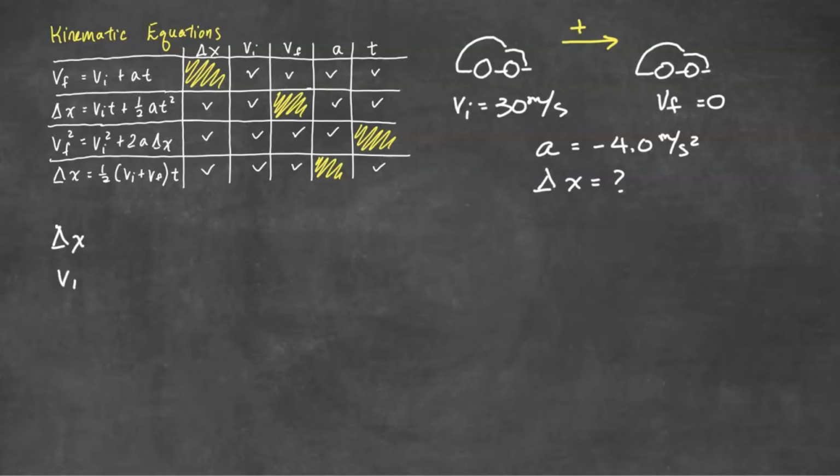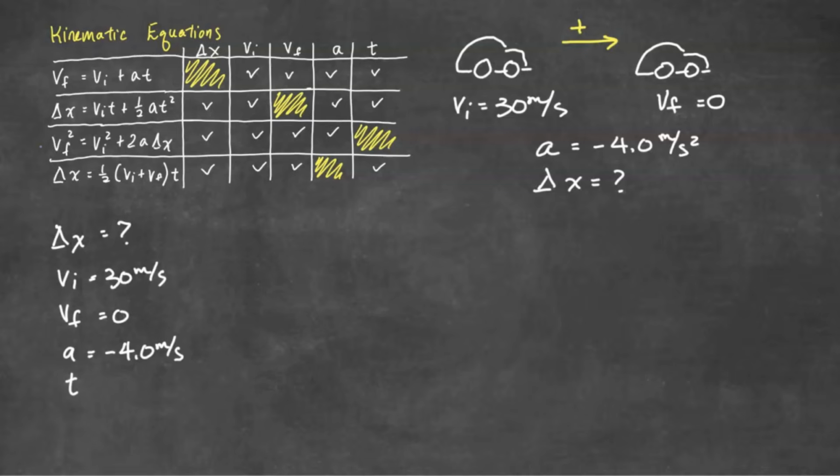So we're going to start with our variables chart: delta x, vi, vf, a, t. And we know that vi is 30 meters per second, vf, our final velocity, is 0, and the acceleration is -4 meters per second squared. And we're looking for the displacement, so we're going to put a question mark there. And notice that t is not involved in this problem, so that's our clue to figure out which equation to use. So I'm going to go back to my chart and look at t, and then go down from where t is.